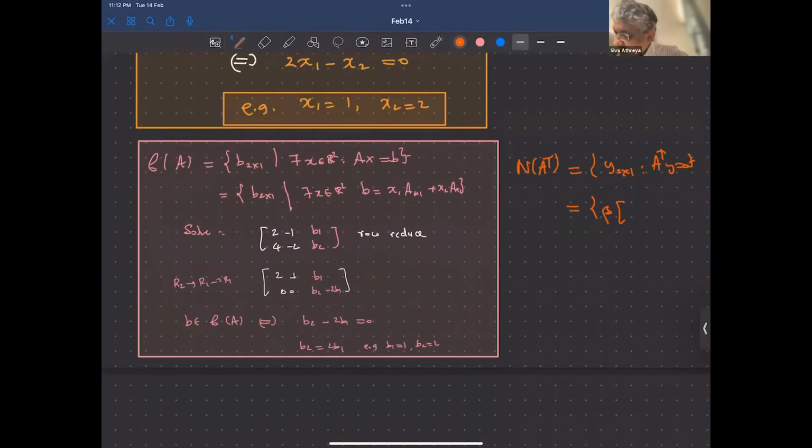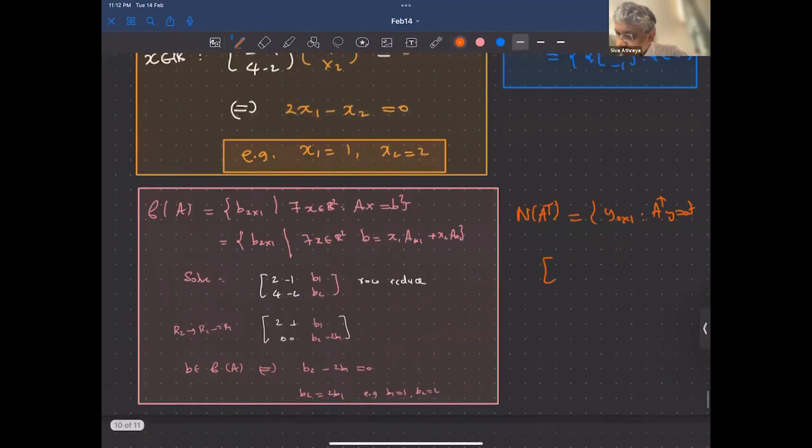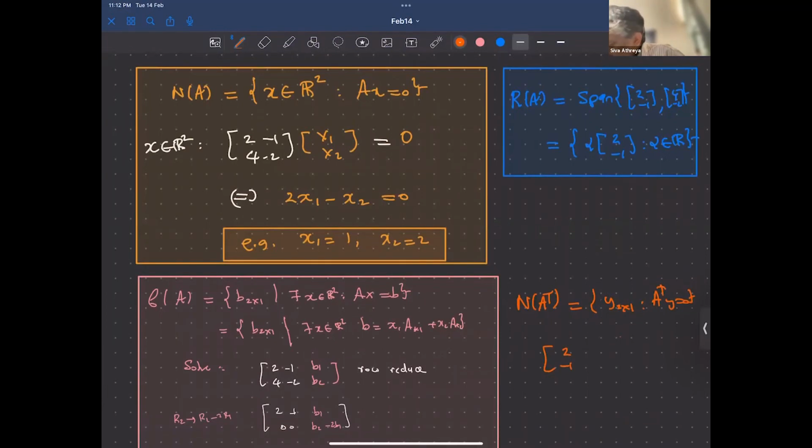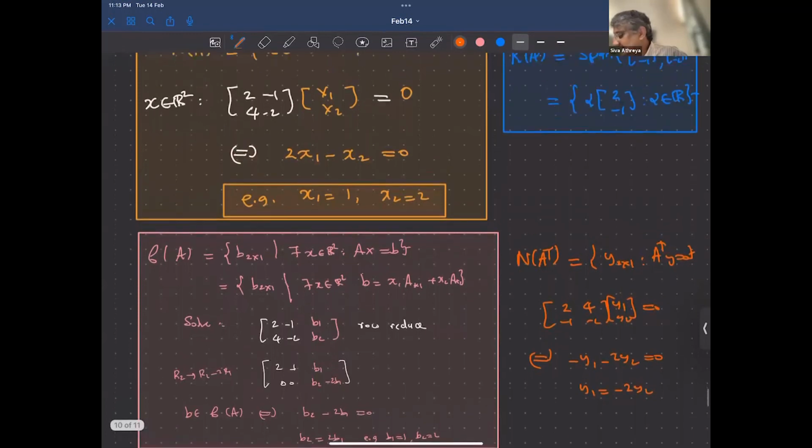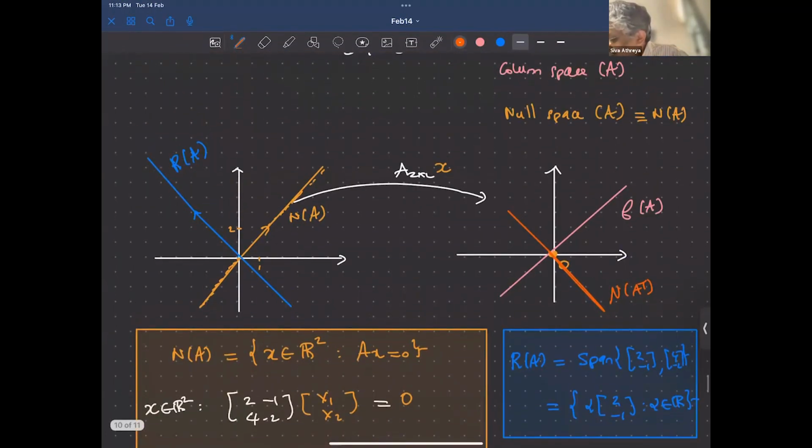So let's just do this calculation. Let's check it. You have A transpose, which is [2 -1; 4 -2], times (y1, y2) equal to 0. That's if and only if -y1 - 2 y2 is 0. That means y1 is equal to -2 y2. So that's a line like this. So y1 is equal to 1, x1 is minus 2. This is what I have.